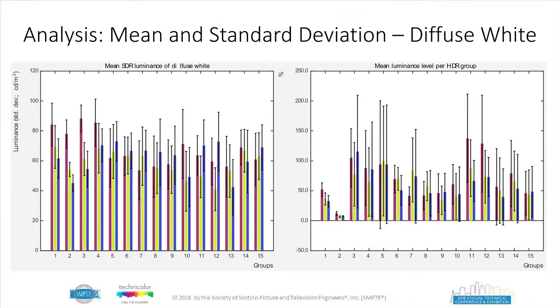Even the mean between the groups is already starting to be wildly different. And of course, if you look at the standard deviation, it's quite enormous. So the conclusion of this, in my mind, is diffuse white is all over the place, at least in this data set.